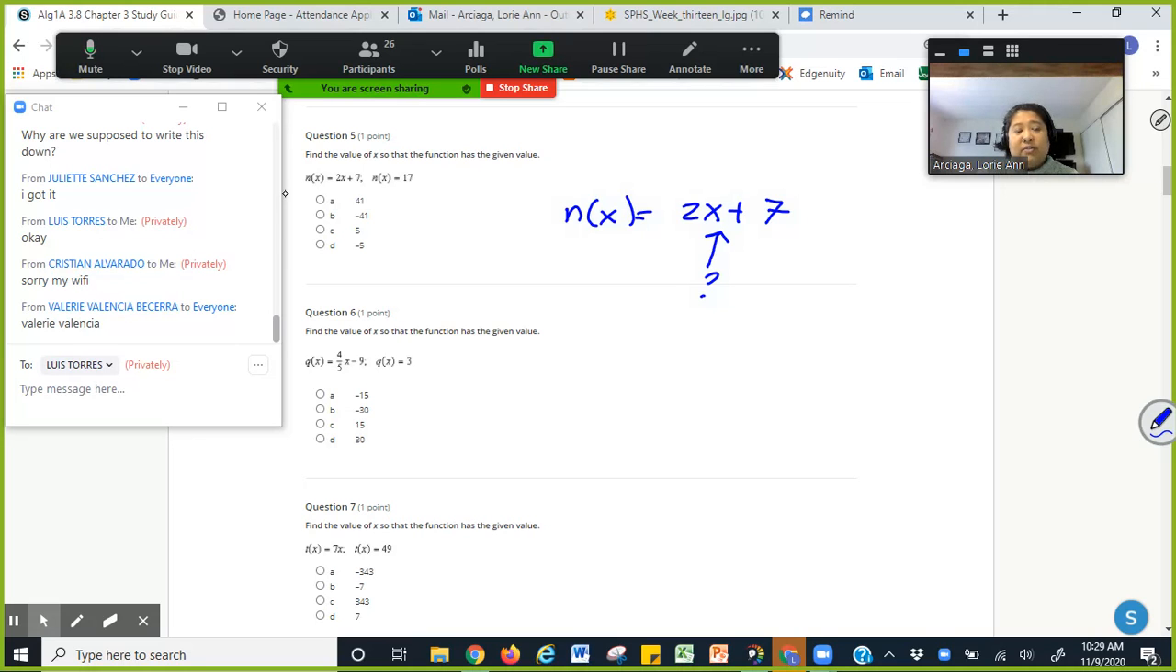Have you found the answer already? I think this one you can easily find the letter of the correct answer. Anybody? What number do you multiply to x? So x times 2 is something plus 7. Your answer will become 17. Has anybody found that?